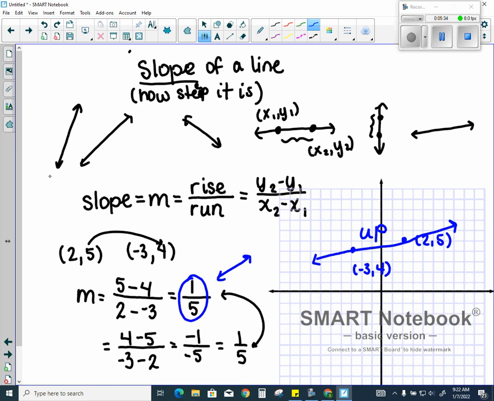So this one would have a positive slope, this one would have a positive slope, this one would have a positive slope from my little sketches up above. If my slope is a negative number, that means my line is going to fall as I read it from left to right. It's going to go down the hill. Positive slopes rise from left to right, negative slopes fall.